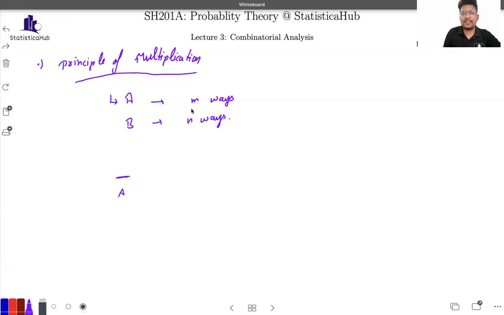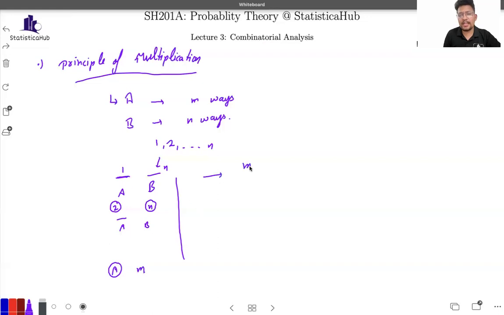Let's say A has the first way. For B, there can be the first way, the second way, and the nth way, so it can be filled in n ways. Again, A can have the second way, and B again can be filled in n ways. In total, A can be filled in m ways. So finally, you are going to get m into n ways. That is the principle of multiplication, a very simple concept.